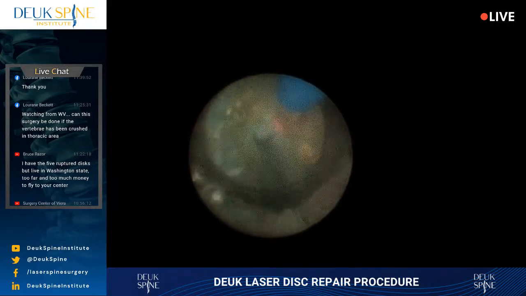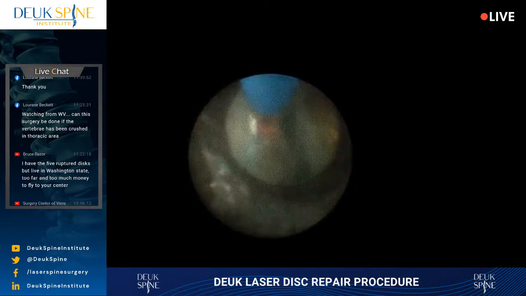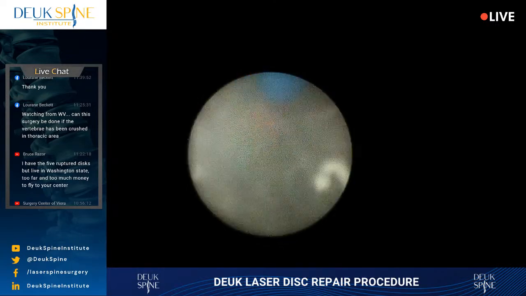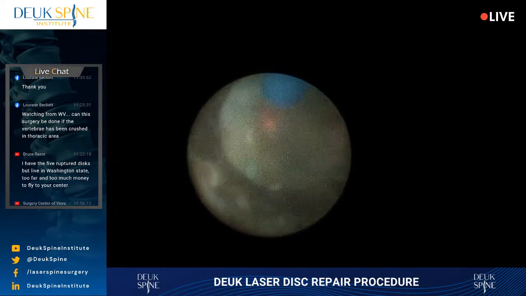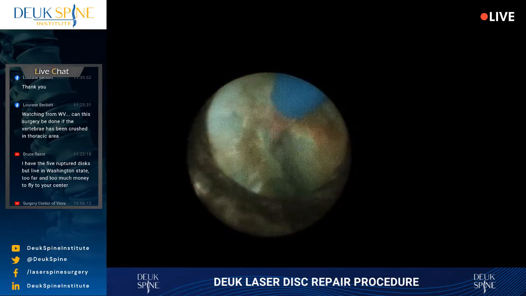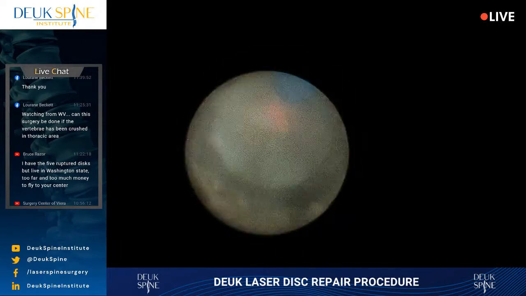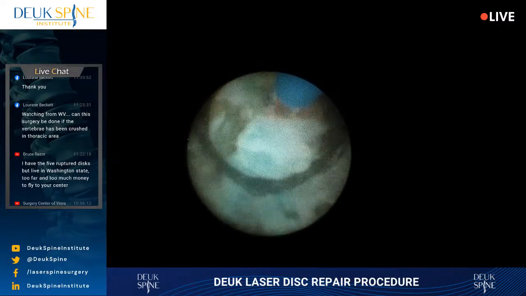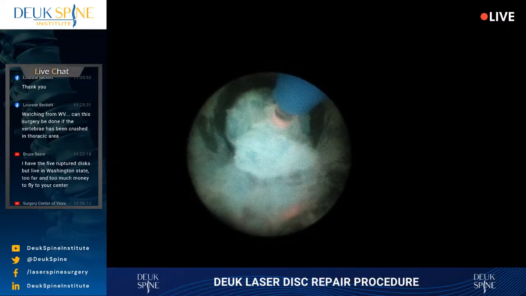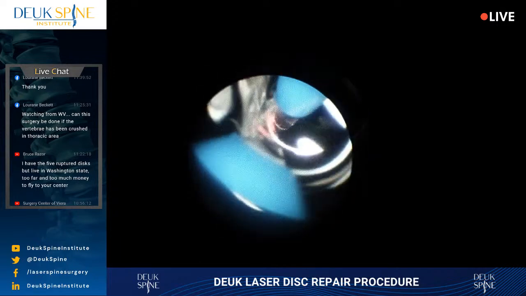What's your alignment like? Is there neural compression? Are your nerves being pinched? But the laser surgery you're seeing now is not the right treatment for any of those. On the other hand, if your fractures heal and you still have pain and you have a herniated disc above or below the fracture, that's probably the cause of your pain. In that case, this surgery would be perfect for it.